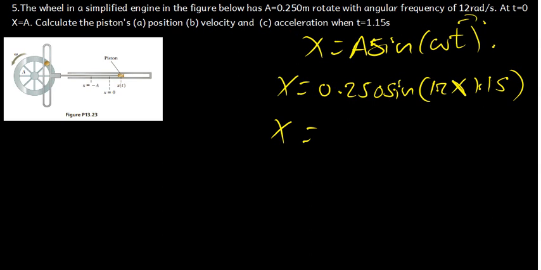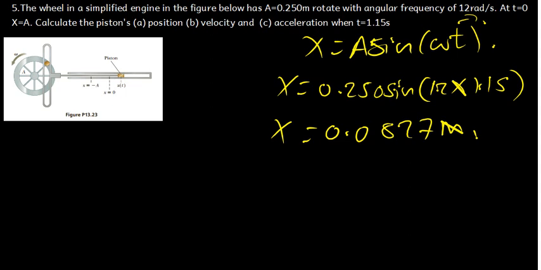So we're going to say 0.25, and then we have sine, open brackets, 12 times 1.15. If you have converted your calculator, you can confirm the answer with your calculator. After converting my calculator into rad, I'm getting 0.0827 meters. That is part A. Let's go to part B.